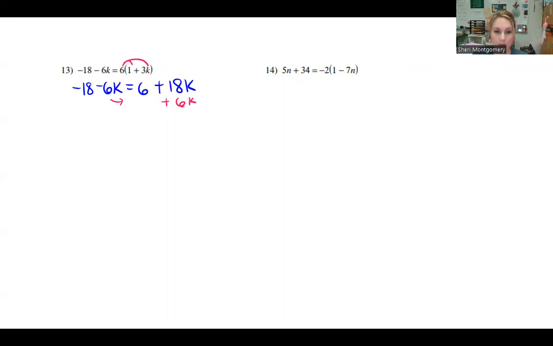Another thing you can go ahead and do, because we want to get the k's all by itself, let's go ahead and bring over the 6. So if we're adding 6 on the left, we will subtract 6 on the right. So we end up with negative 18 minus 6. We are getting more negative. So we end up with negative 24. And positive 18 plus 6, we get 24.